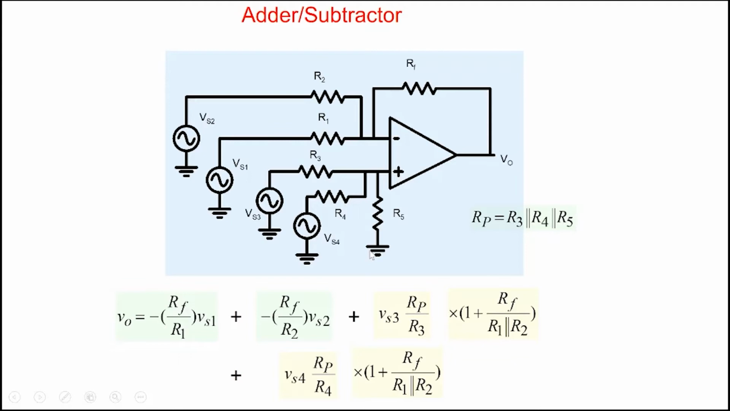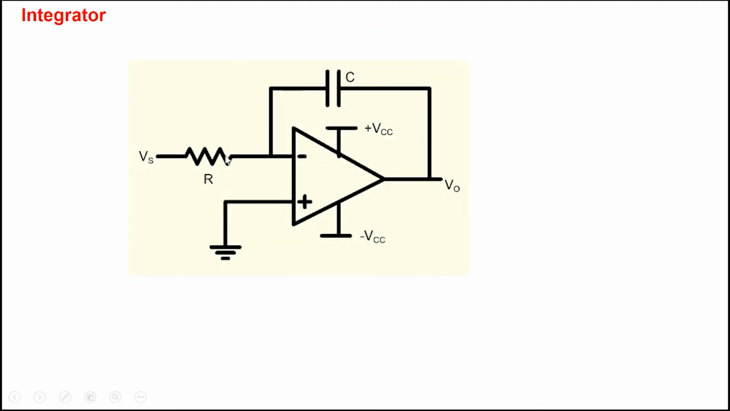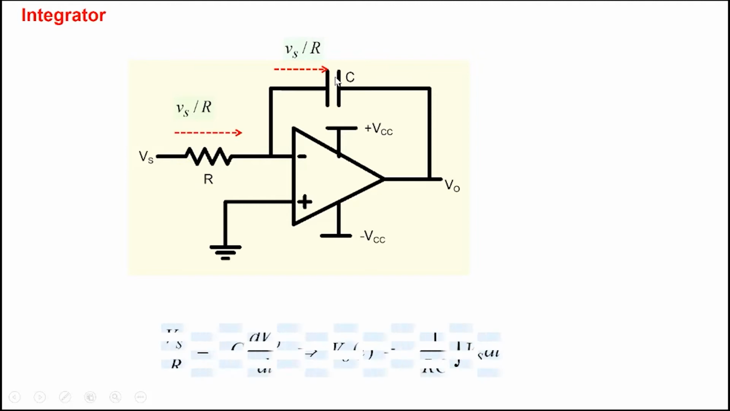We can do more interesting operations. So let's do an integration. For that, we have to include a capacitor. Let's look at this particular circuit. As usual, this node will be ground, virtual ground. So the current that is flowing is Vs by R. The current has no path except to flow through the capacitor, so this current flows through the capacitor.